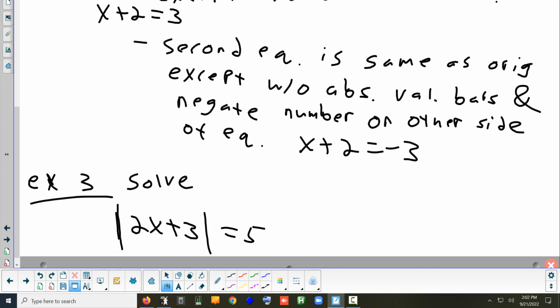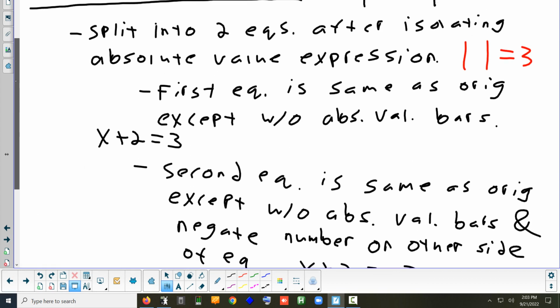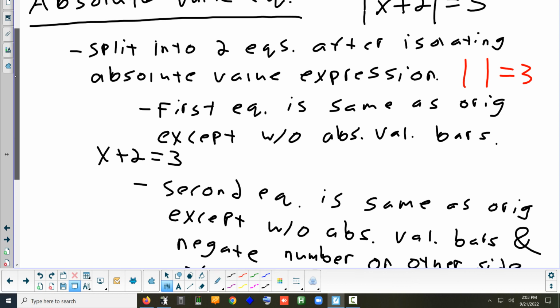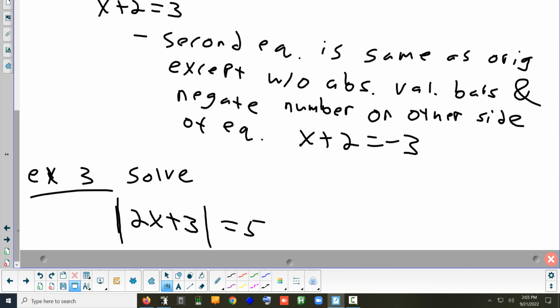I'll do this one. |2x + 3| = 5. Okay, so first thing, make sure that the absolute value expression is isolated on one side. Lucas, is my absolute value by itself on one side? Yes. There's no plus a number outside it. There's no times a number like that. It's already by itself.